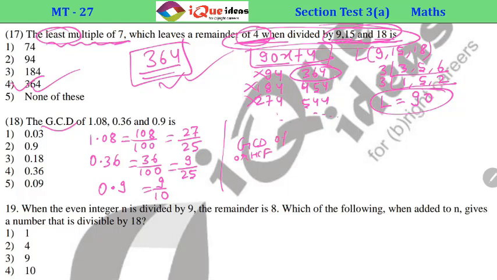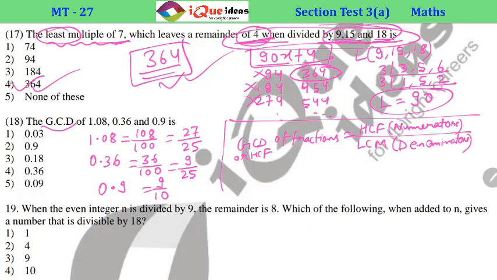So GCD or HCF is the same thing. HCF of fractions, if you remember, is calculated as HCF of numerators divided by LCM of denominators. Okay, LCM of denominators. Right? This is the formula. Now here the numerators are 27, 9 and 9. So our answer will be HCF of 27, 9 and 9, right? And LCM of the denominators, that is 25, 25 and 10.